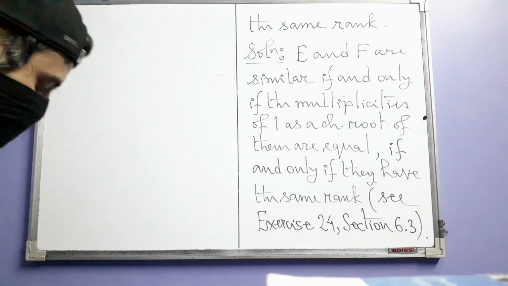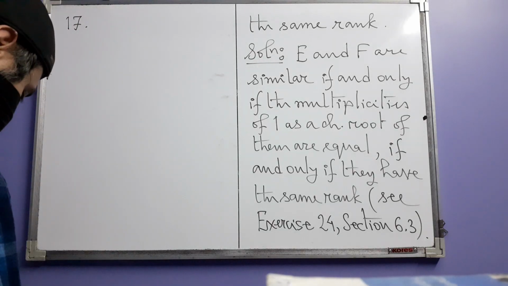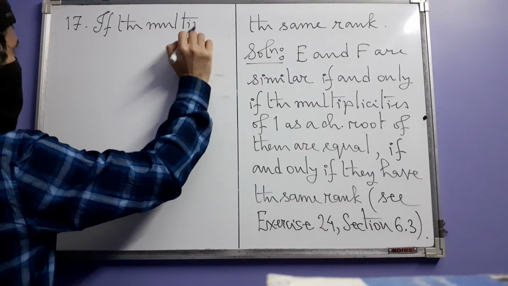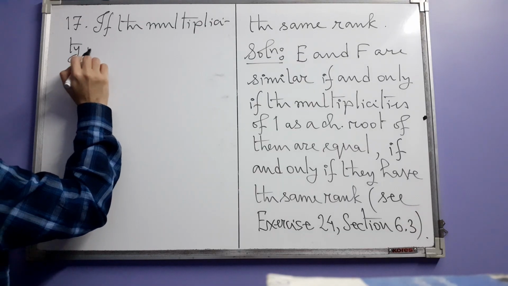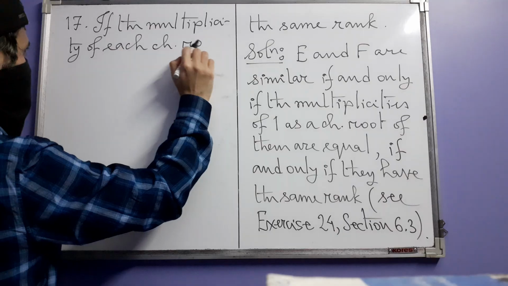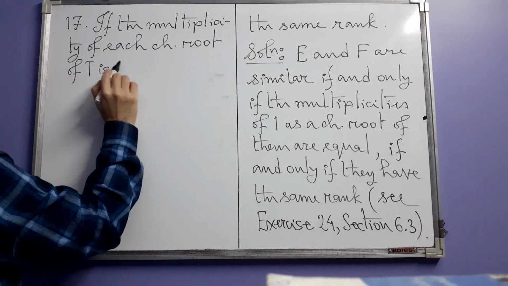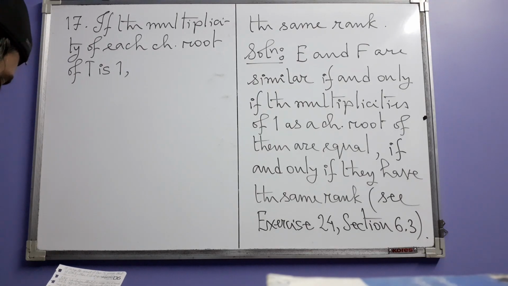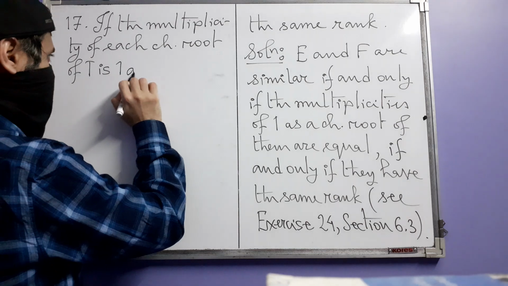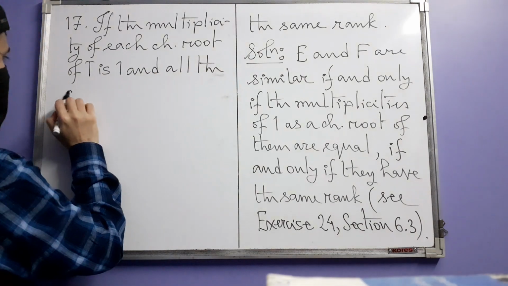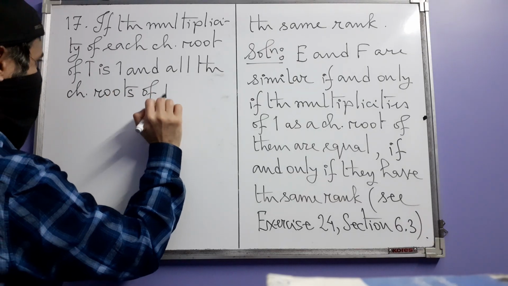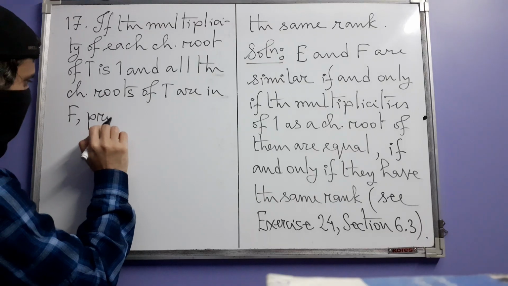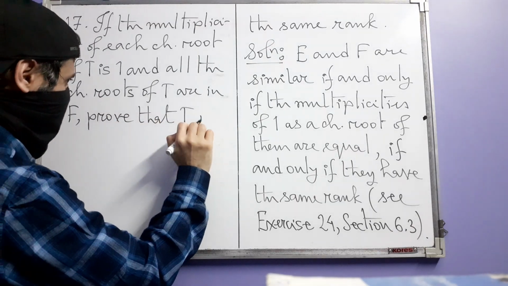Next, 17. If the multiplicity of each characteristic root of T is 1, so each root appears as a characteristic root precisely once, and additionally all the characteristic roots of T are in F, are in the underlying field. Prove that T is diagonalizable.